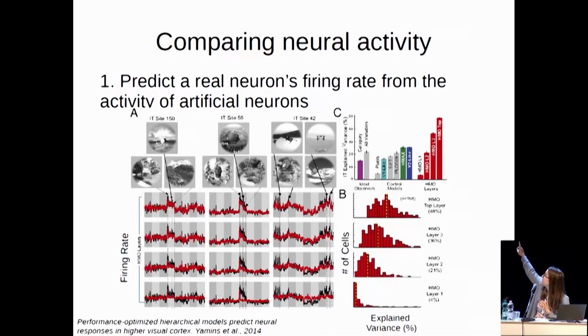And then the plot at the top is comparing the ability of using a convolutional neural network to do this prediction versus other models that have been used in the past to study the visual system. And you can see that the top layer of this convolutional neural network is performing much better at this task than any previously used model of the visual cortex.